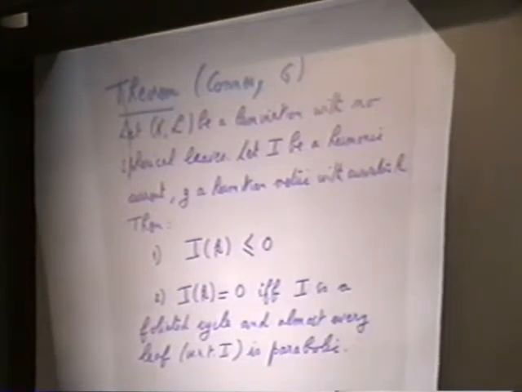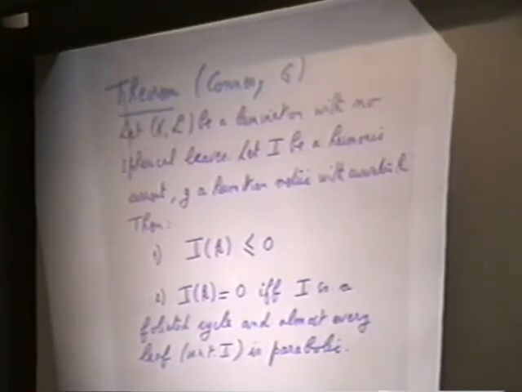If you pick any lamination, and if you assume there is no spherical leaf, we said this is no assumption at all, and then we pick any harmonic current, we know that there are always such currents, and then when you evaluate these Euler characteristics I of k, the theorem says this is always non-positive. And the second part of the theorem tells you exactly when this is 0.